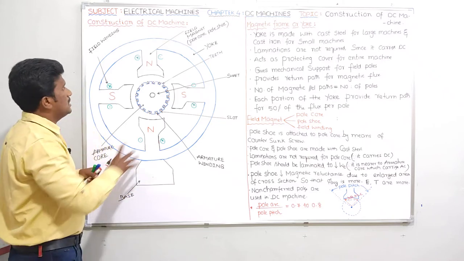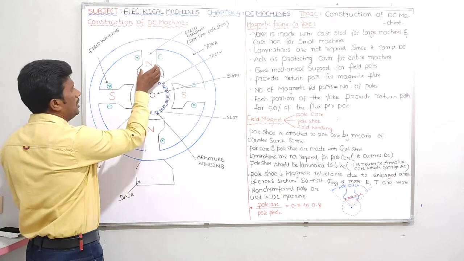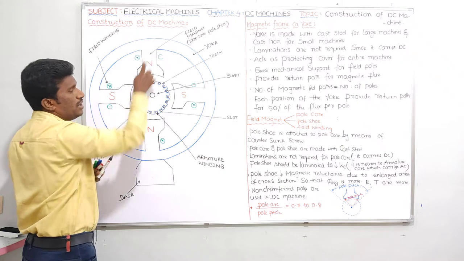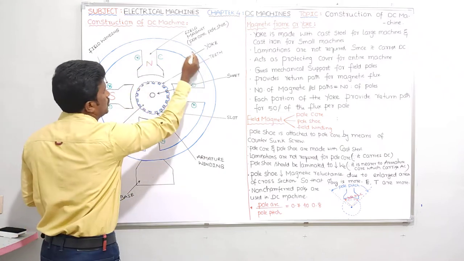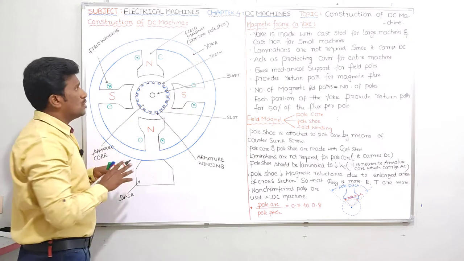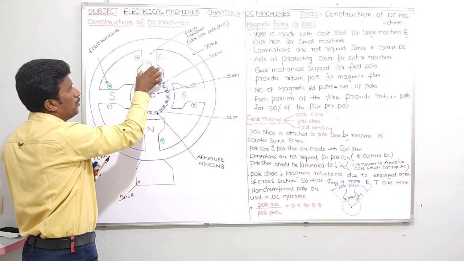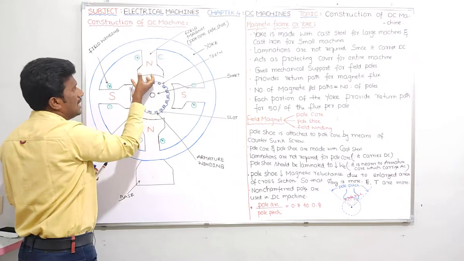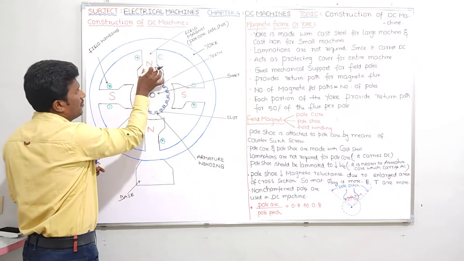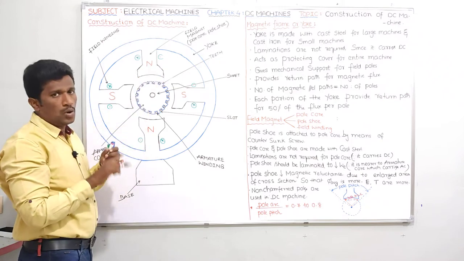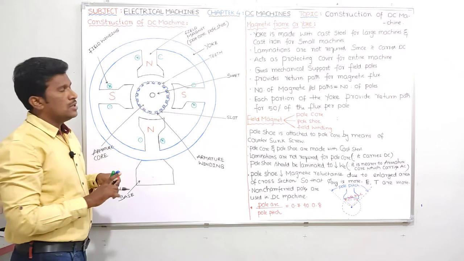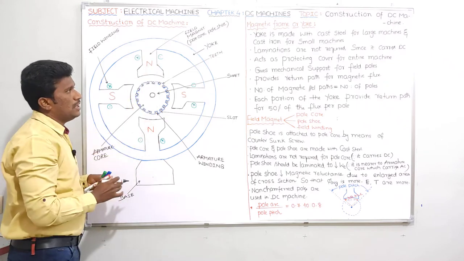See guys, in this diagram, these field poles, or I can say field magnets, are attached to this stator frame or yoke. This outer portion can be called as a magnetic frame or yoke. So in this field magnet, we are having a pole core, a pole shoe, and a field winding. Anyway, I'll explain one by one clearly.